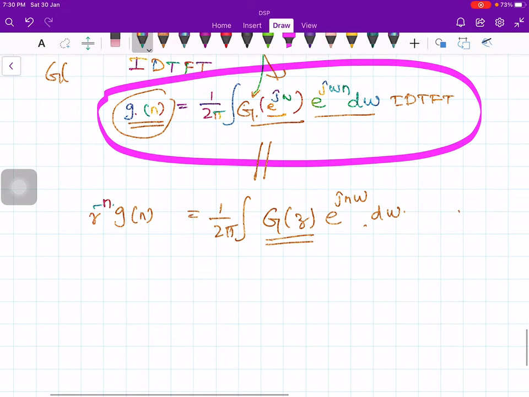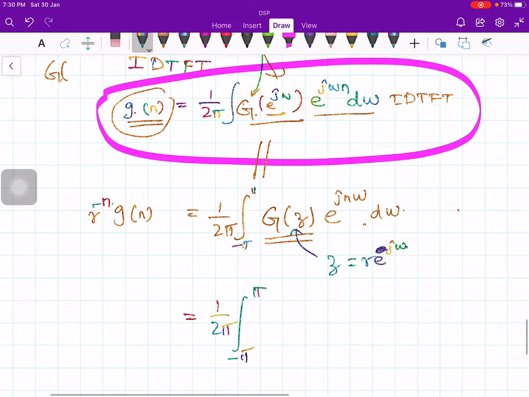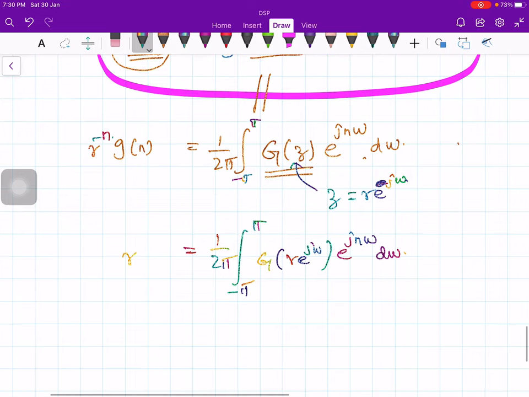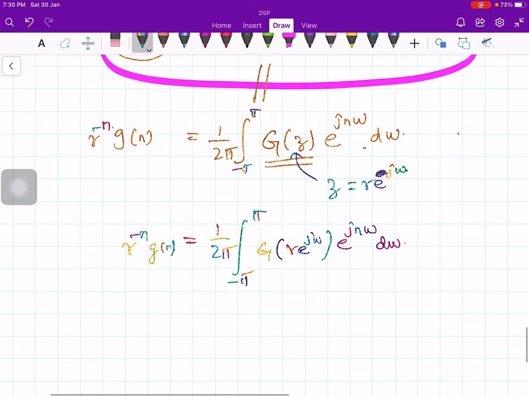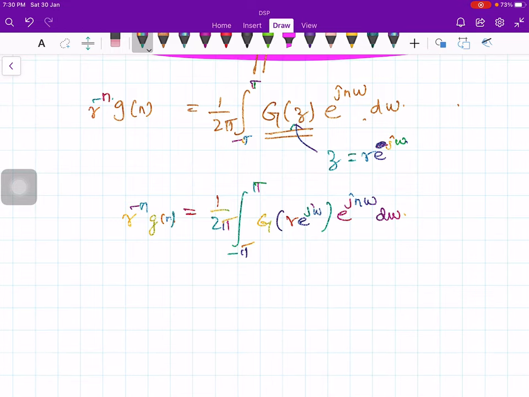Now what is z here? Z is equal to r times e to the minus j omega, sorry, r times e to the j omega. Therefore 1 by 2 pi, minus pi to plus pi in limit, g of r times e to the j omega e to the j n omega d omega. This is r to the minus n g of n. And the small z is r times e to the j omega. That is why we wrote g of z as g of r times e to the j omega. Now I can transfer this r to the n to the right hand side.